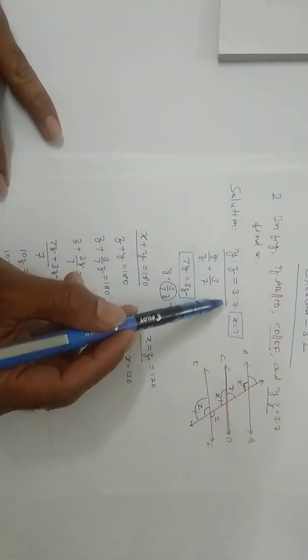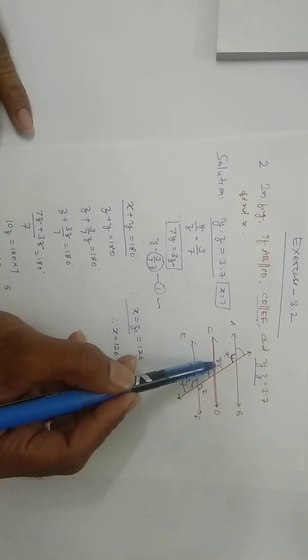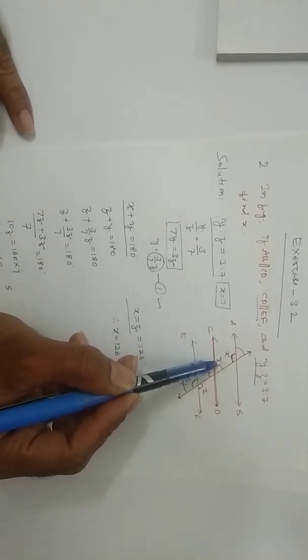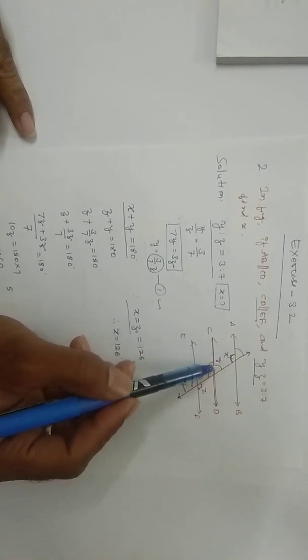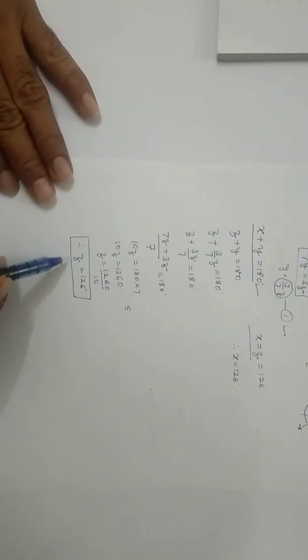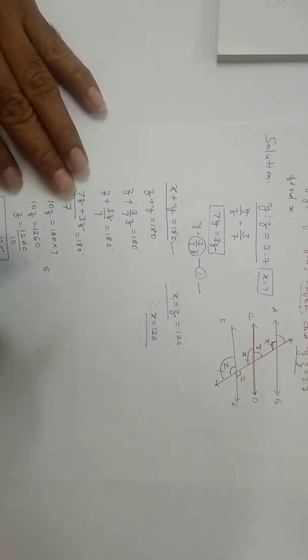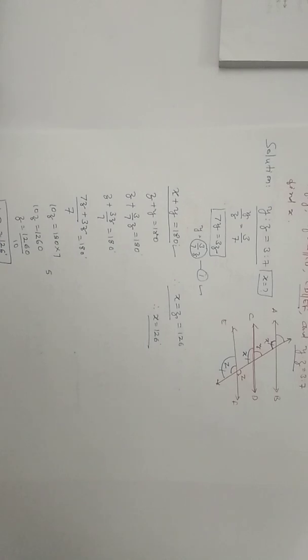By using this relation, I have written equation 1, and we know that x plus y, the interior angles on the same side of the transversal, is equal to 180 degrees, as we already know. After equating this, we have found the value of z, and that is the value of x. This is all about the answer for the second question in exercise 3.2.